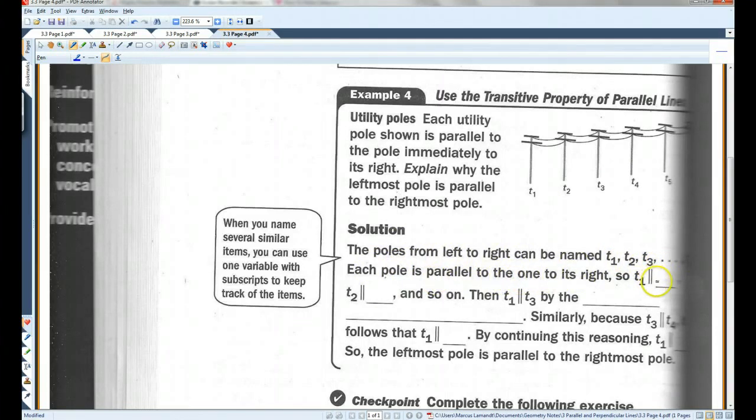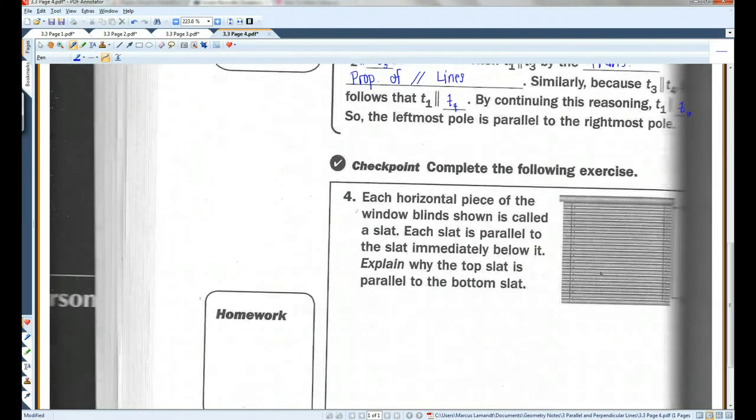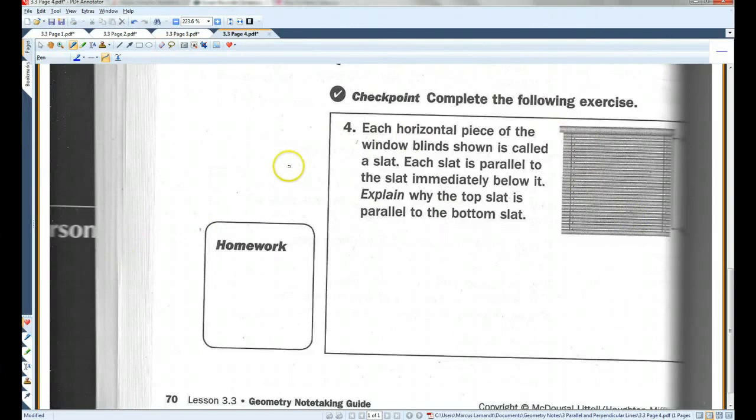So T1 is parallel to, I'm going to make a cursive T, T2. T2 is parallel to T3, and so on. Then T1 is parallel to T3 by the transitive property of parallel lines. Similarly, because T3 is parallel to T4, it follows that T1 is parallel to T4. By continuing this reason, T1 is parallel to T6, so the leftmost pole is parallel to the rightmost pole. Alright, I'll let you guys do this one, and that's it for today.